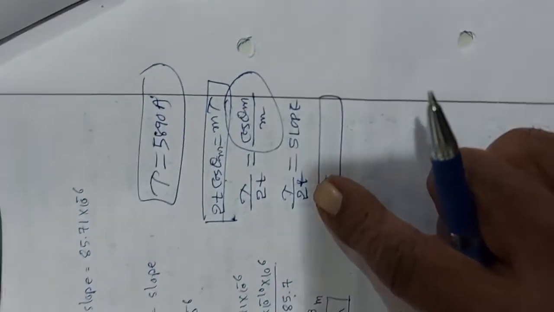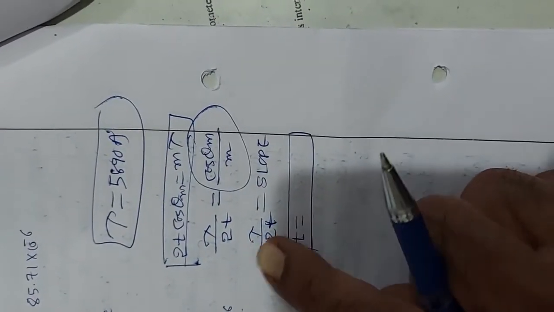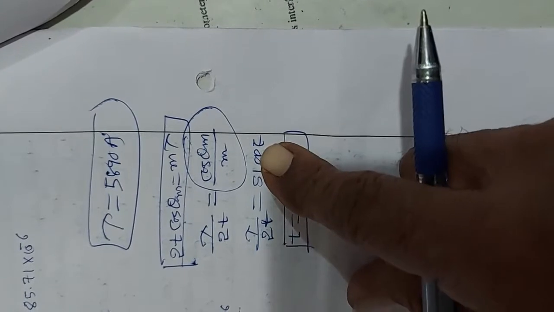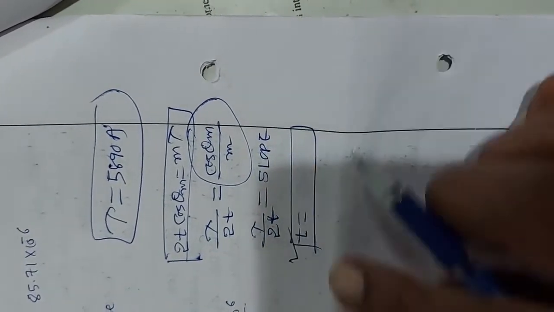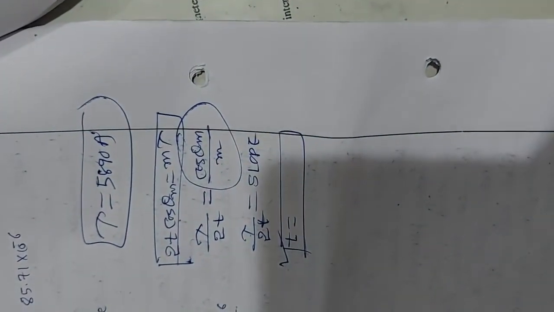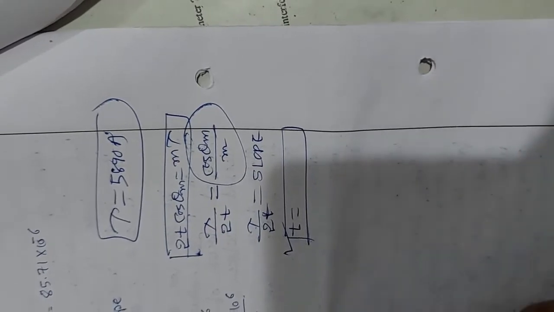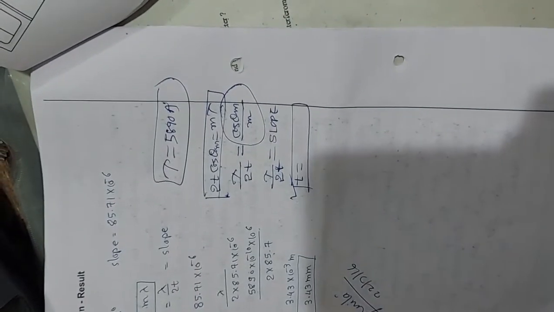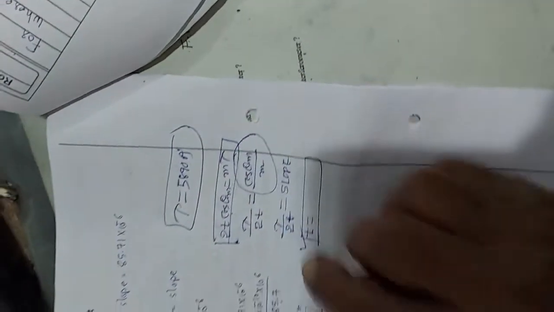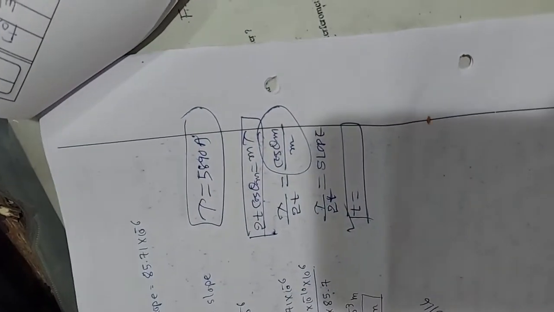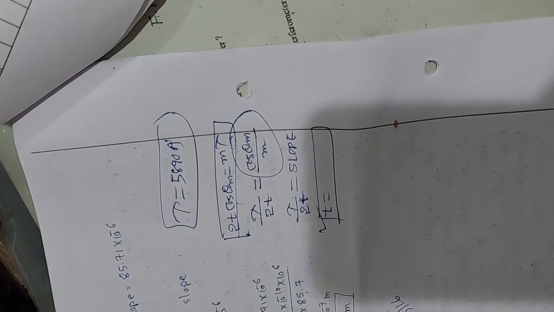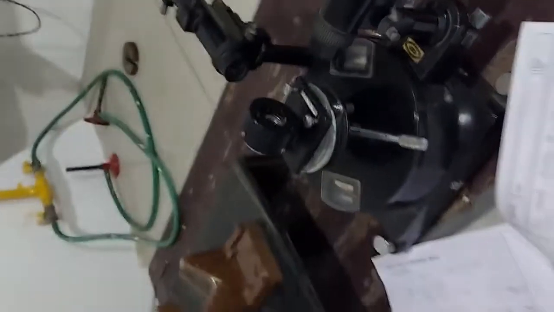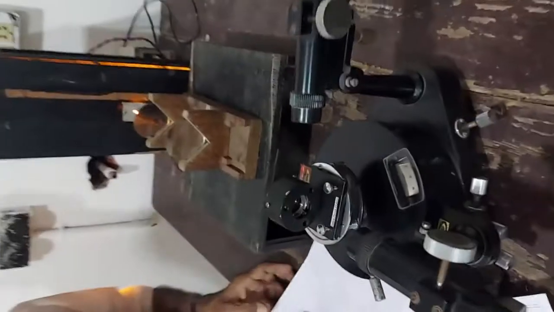T, the thickness of the air film formed between two plates of the fabricated ethanol, is what we want to find out. The slope you know from the graph, so you can easily find the thickness of the air film, which is approximately of the order of millimeter. So the purpose of this experiment is to find the thickness of the air film bounded between two plates. If the thickness is given to you, you can find the unknown wavelength of light using this experiment.